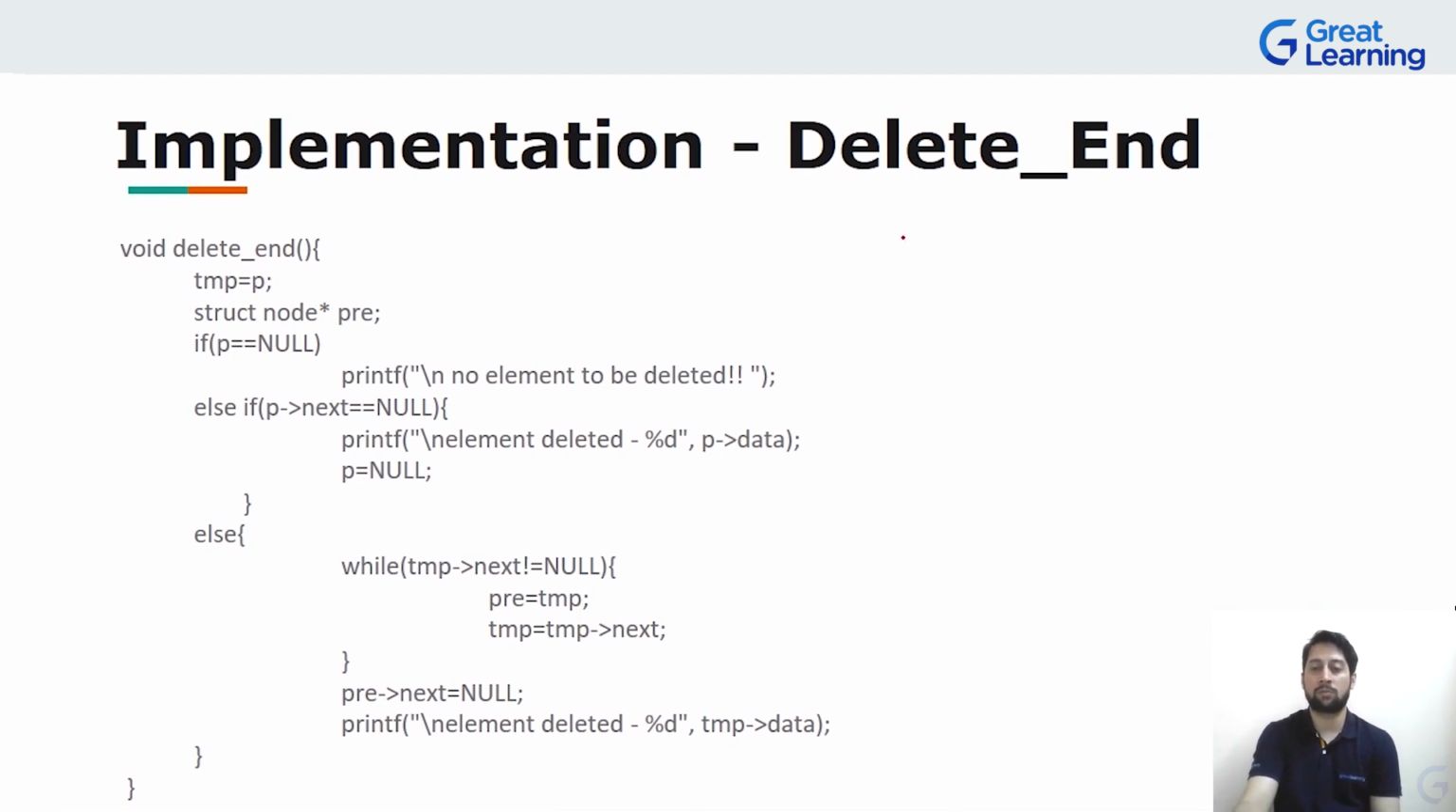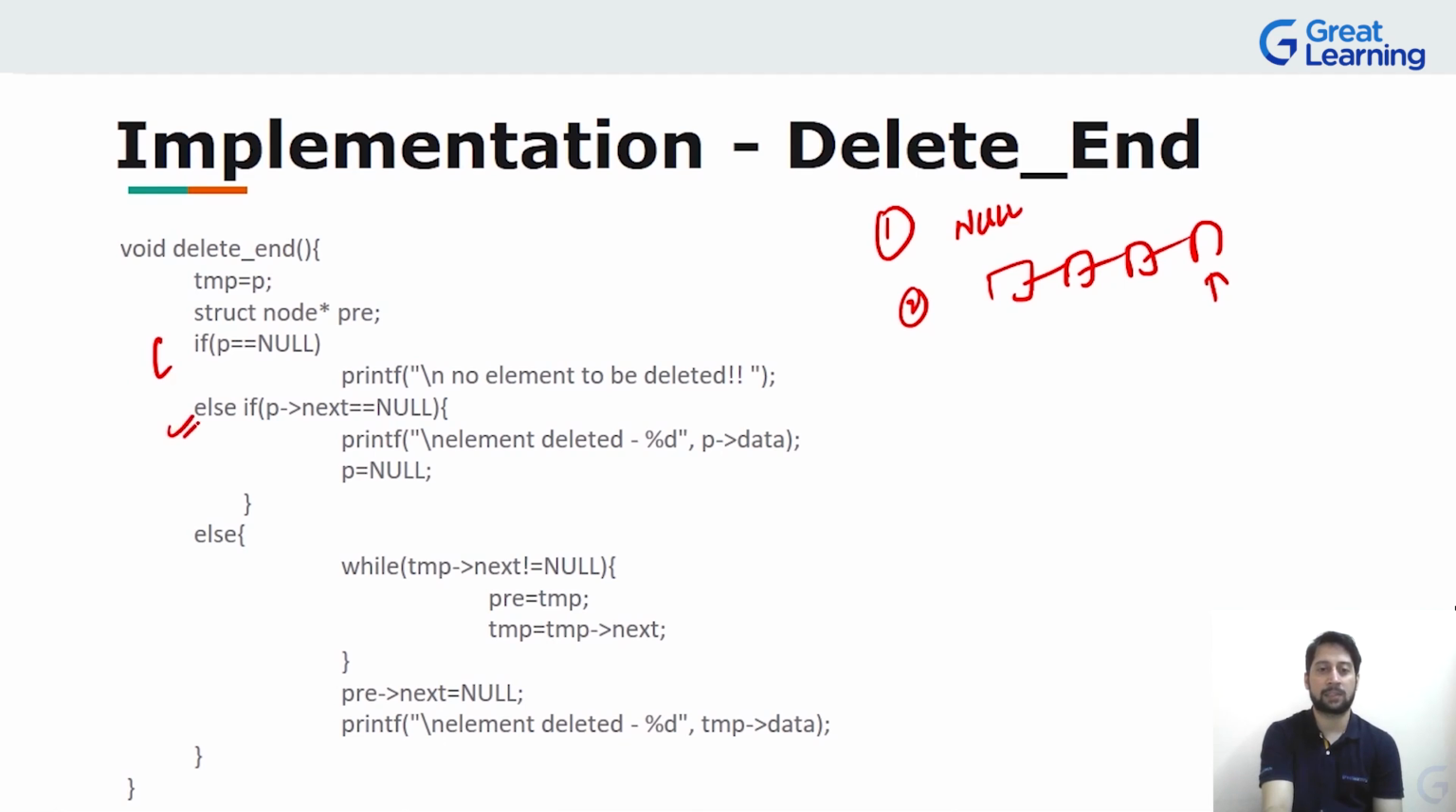Obviously there will be these scenarios. First, that our linked list is empty, and second, there are some nodes so that we need to traverse and delete the last node. So what happens if the linked list is null? We will just say, okay, there are no elements and we are done. So this will be executed. This else if will not be executed, and this else if will not be executed. Done.